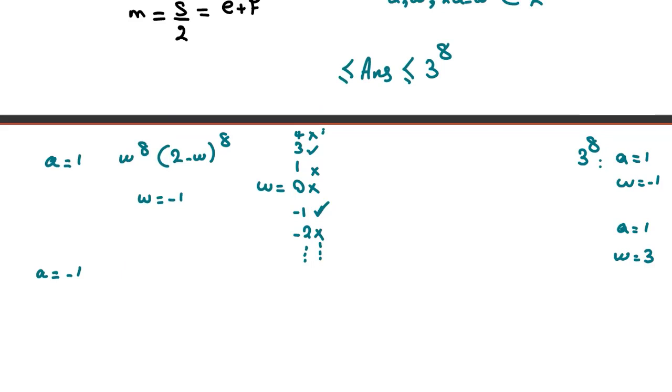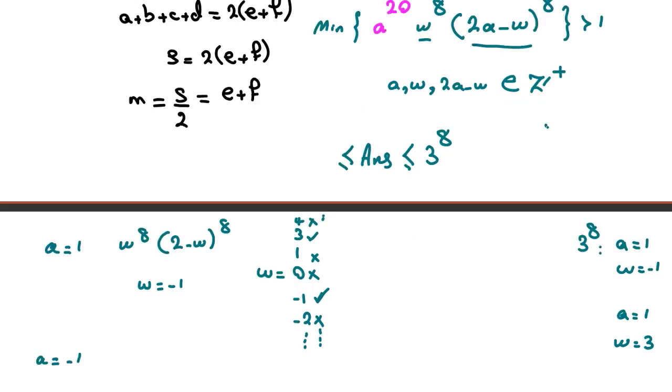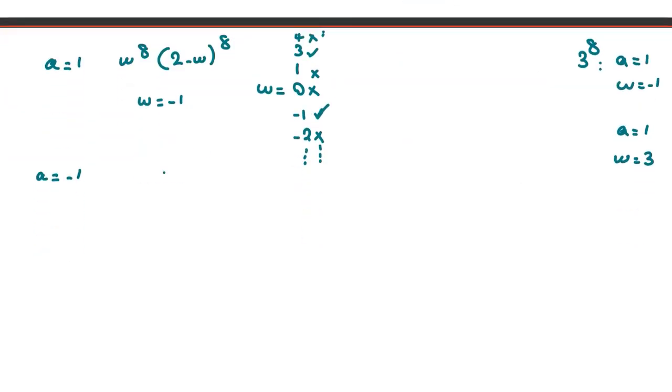If A is 2 or 3 or negative 2, negative 3, if A is not 1 or negative 1, then it is at least 2 to the 20. And we know 2 to the 20 is greater than 3 to the 8. Why? Because 2 to the 20 is 4 to the 10. 4 to the 10 is greater than 4 to the 8, which is greater than 3 to the 8. Okay, so we should check only A1 and negative 1.